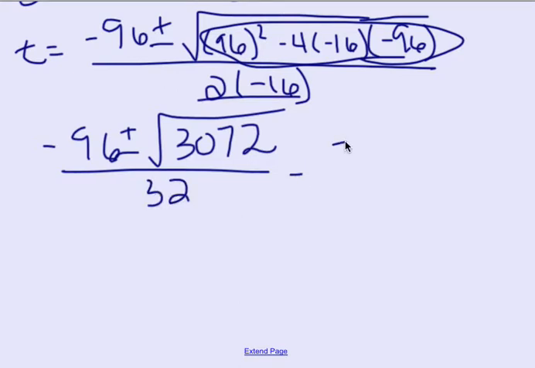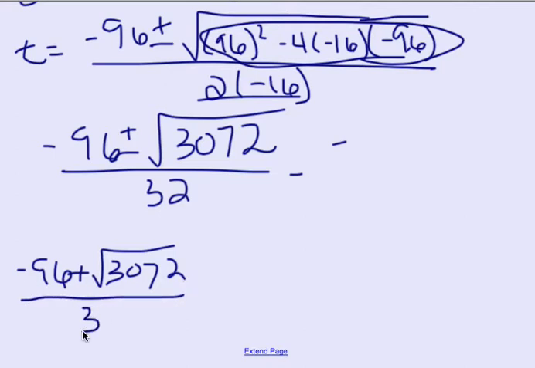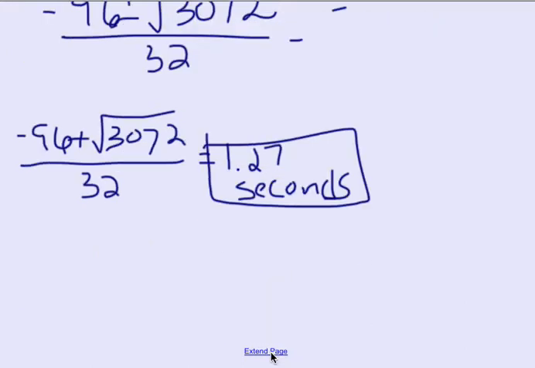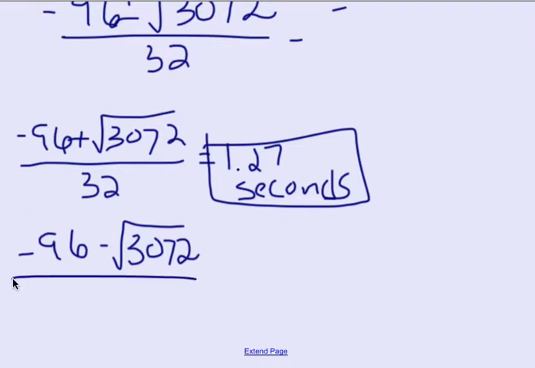So now I'm going to do my two versions. I'm going to have negative 96 plus the square root of 3072. I'm going to type that all into my calculator, hit enter, and divide it by 32. When I do that, I get 1.27, and that's going to be labeled seconds, because that's our time measurement. Now I'm going to do my minus version. In my calculator, negative 96 minus the square root of 3072, hit enter, and then divide it by 32. Once I do that, I get 4.73 seconds.